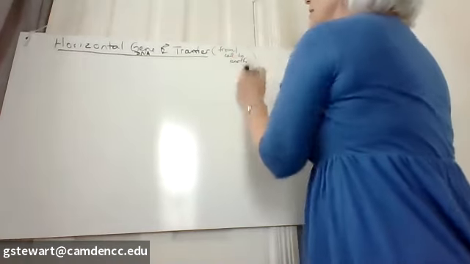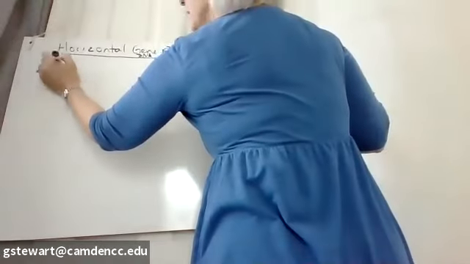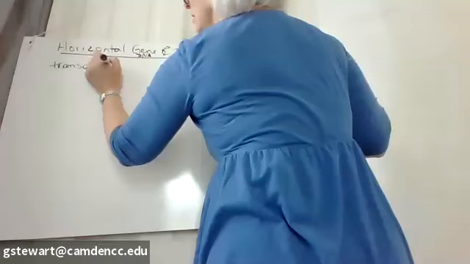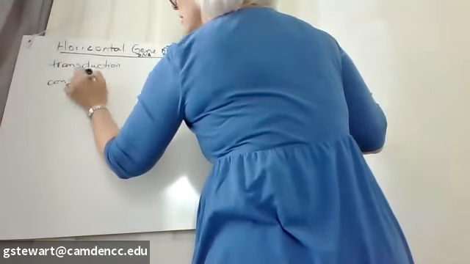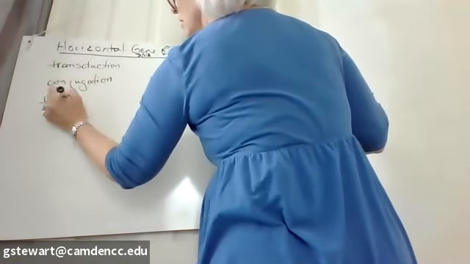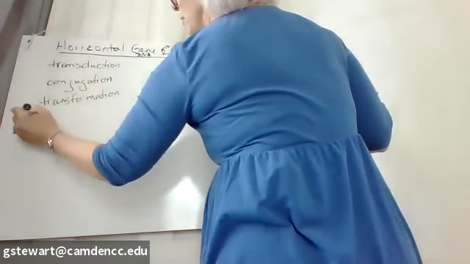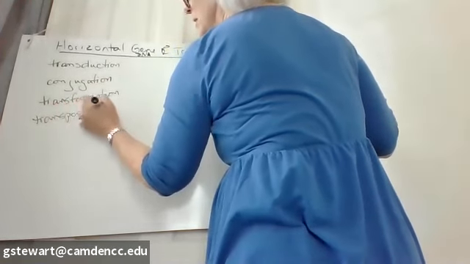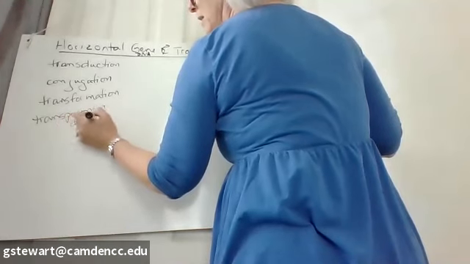I'm just going to list them real fast, because I'm going to do them in a different order than in your book. Transduction, conjugation, transformation, and transposons. Come to genetics, learn more about transposons. For transposons, you only need a definition only.